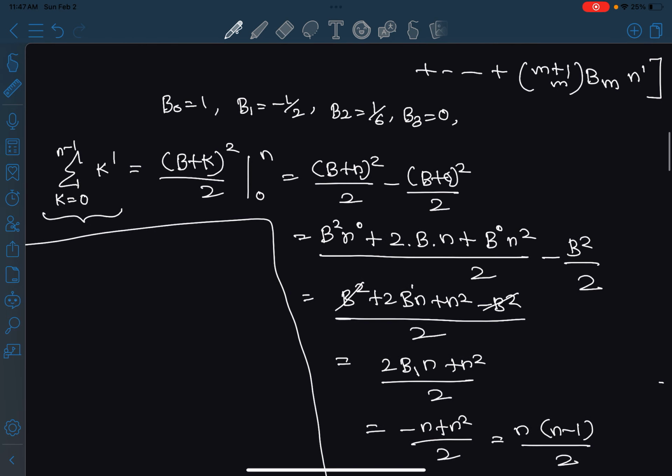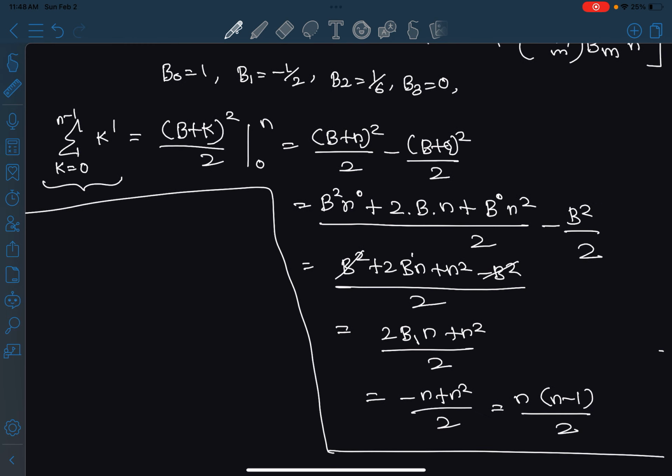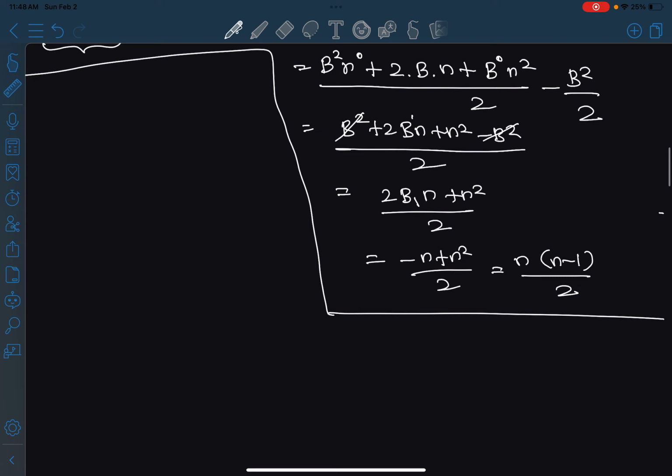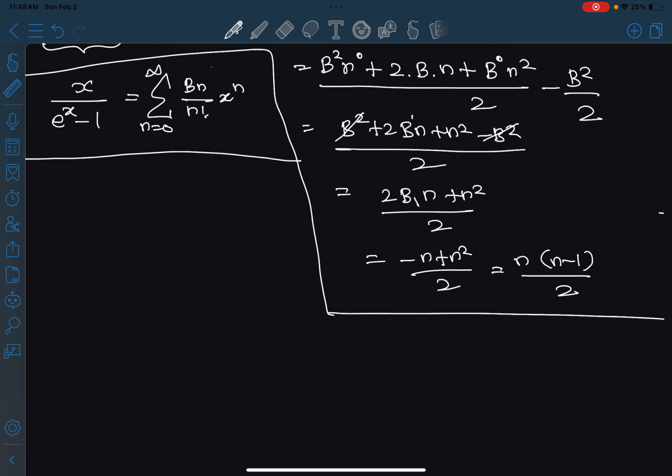And later on, using the same definition and doing some modifications, people have come to know that if we try to find the sum of this expression, this Taylor series, b to the power n by n factorial x to the power n, we actually get an expression which is just x by e to the power x minus 1. And that's an interesting generating function to find the Bernoulli numbers, right?